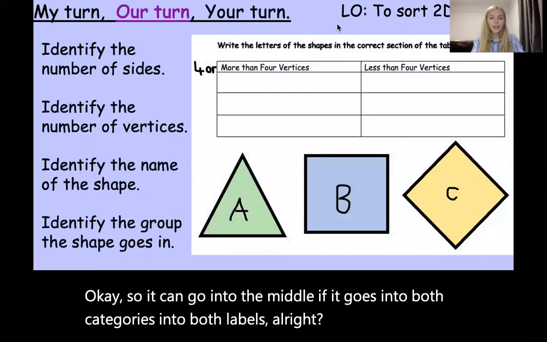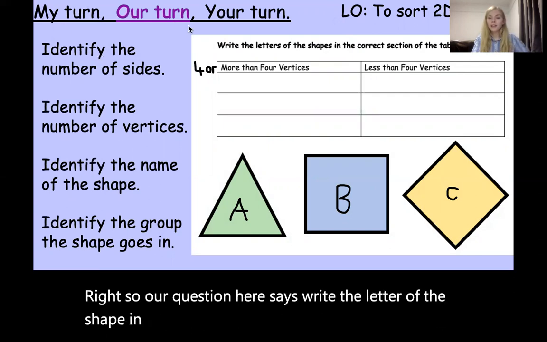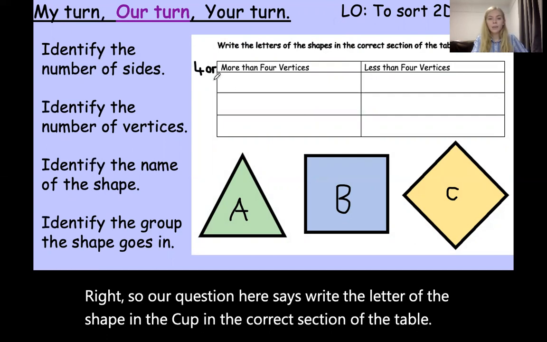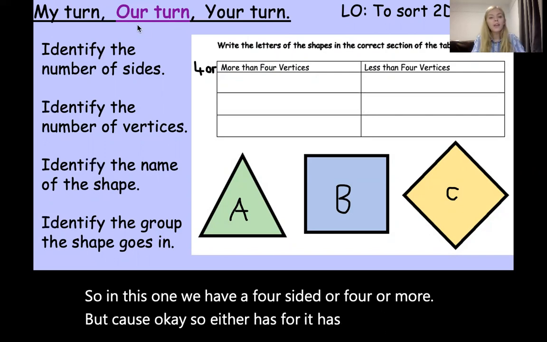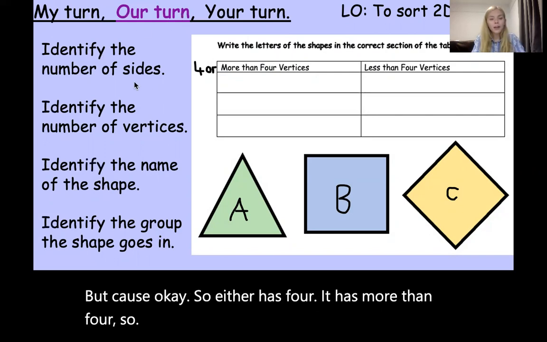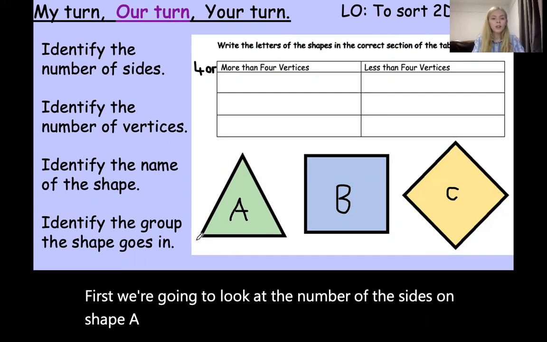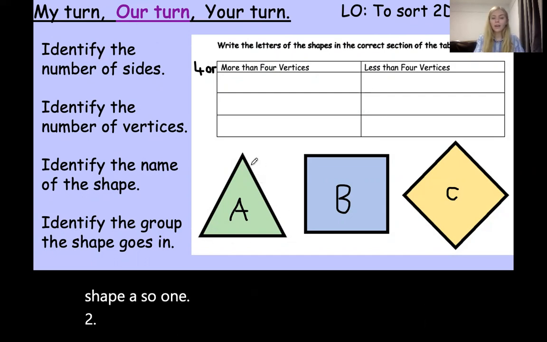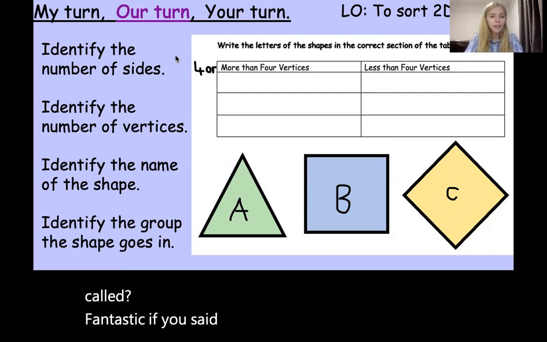Right, so our question here says, write the letter of the shape in the correct section of the table. So in this one we have four, or four or more vertices, okay? So it either has four or it has more than four. So first we're going to look at the number of the sides on shape A. So 1, 2, 3. And we know a three-sided shape is called a, what's it called? Fantastic if you said triangle, well done.